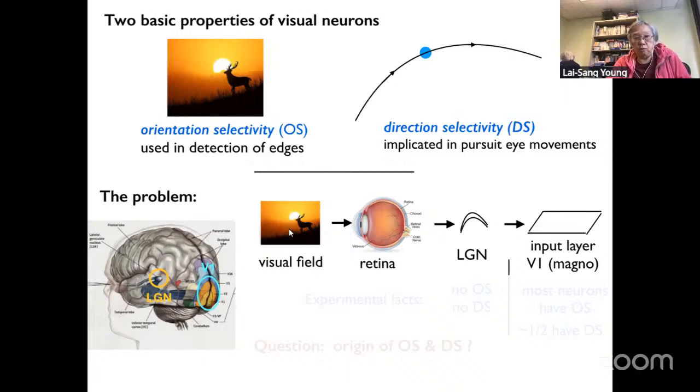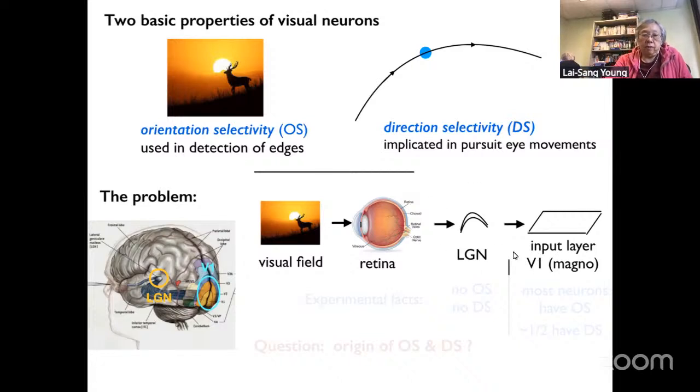So it goes from the visual field to the retina, from retina to LGN, and from LGN it goes to V1. V1 is complicated, it's got many layers. We're only talking about the input layer, so one layer of V1, and there's actually even two input layers. We're talking about the Magno pathway, so one of the two pathways into V1, the input layer. So my talk will be mostly about this part.